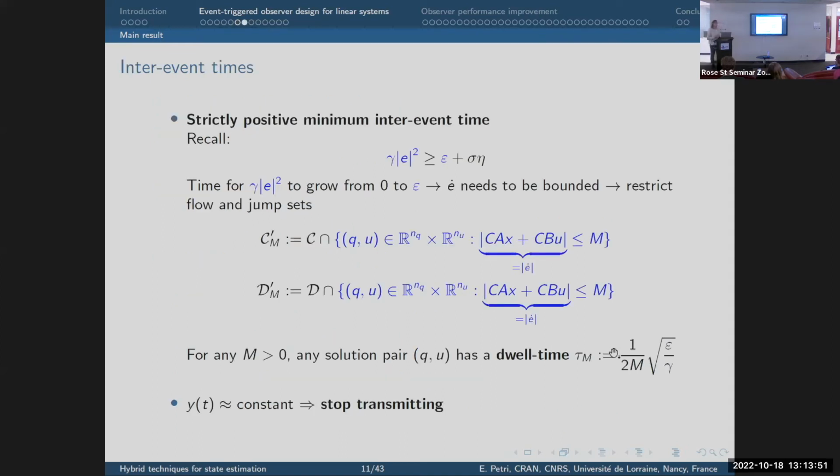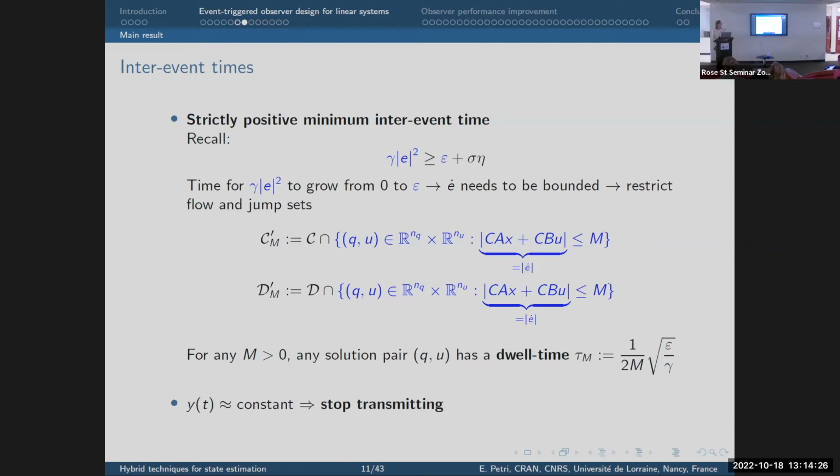Moreover, in an event-triggered estimation problem, it's really important to guarantee a strictly positive minimum time between any two transmissions over the network. And I recall that this is the triggering rule that we propose. Therefore, we need to estimate the time that it takes for gamma norm squared to grow from 0, that is the network-induced error value E after a jump, so after a transmission, to epsilon that comes from the triggering rule. And we see that to have this strictly positive minimum time between any two transmissions, we need that the time derivative of E is bounded.